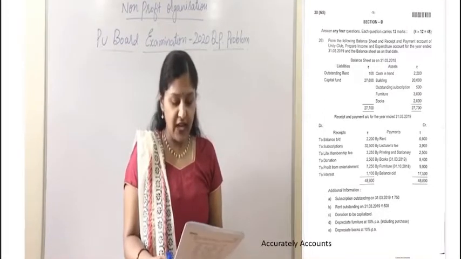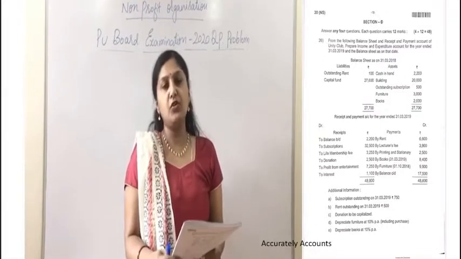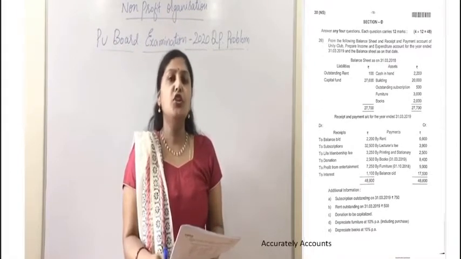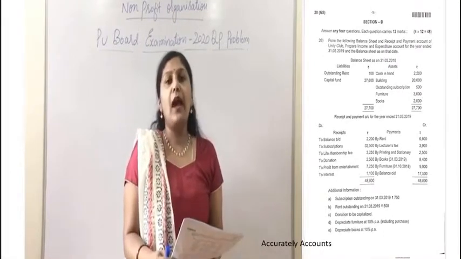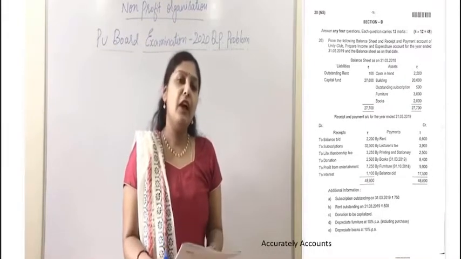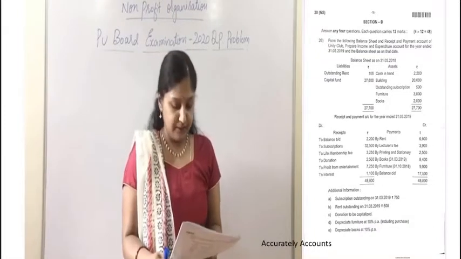Rent outstanding on 31st March 2019, rupees 500. So this is the current year's outstanding rent, outstanding expenditure. So we need to add it to the value of rent below the expenses in the income and expenditure column, and one more time we need to treat it as a current liability below the balance sheet.